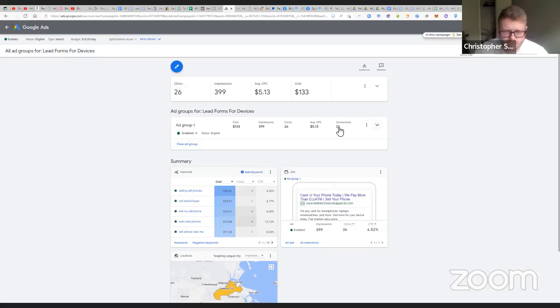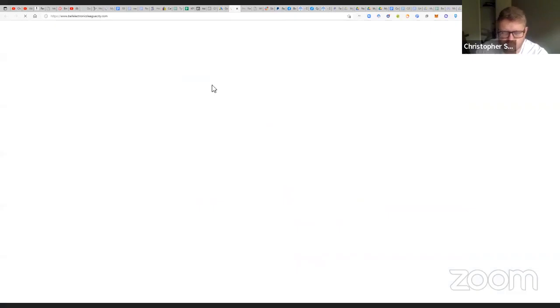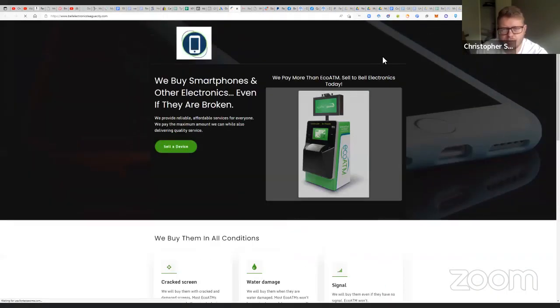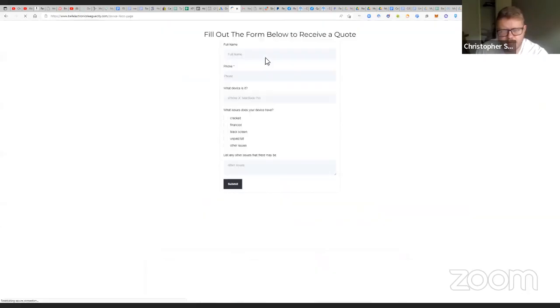So what does conversions mean? Conversions basically means that they clicked on this. So here's what my stuff looks like. They'll click on this, they go to my website here, and then they click sell a device, and then they fill out this form. And once they fill out this form and submit it, they are considered a lead. I get texted, that is. So I'll show you guys that. It goes directly to my phone.